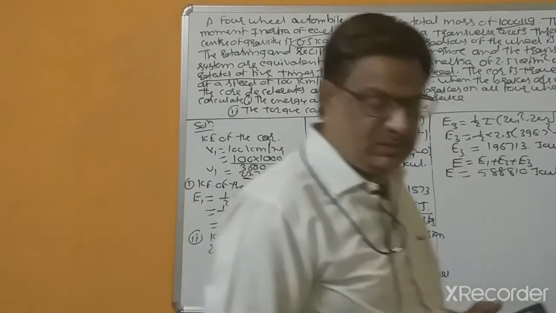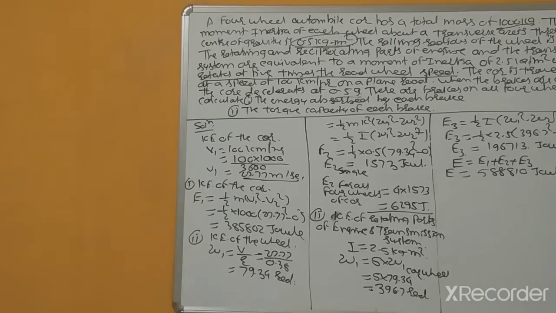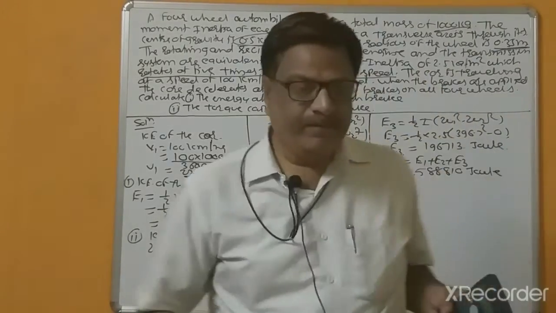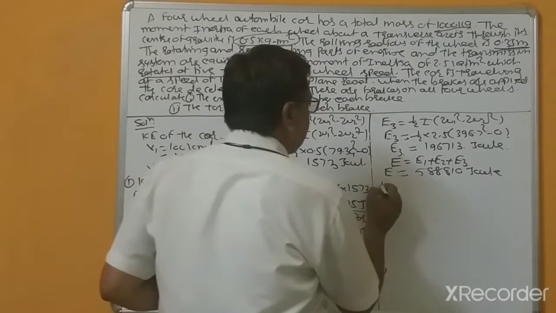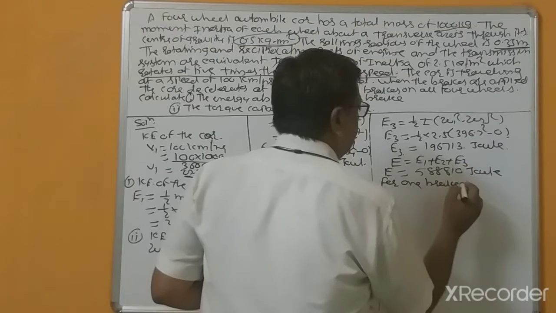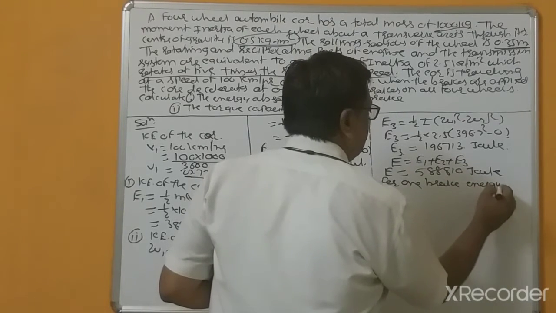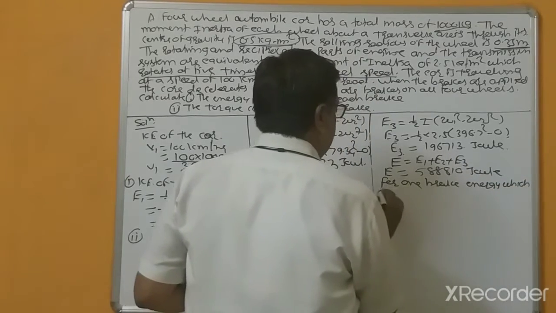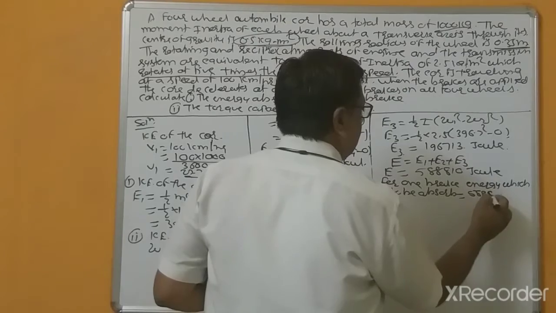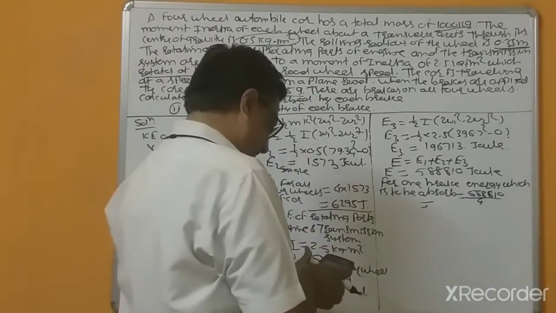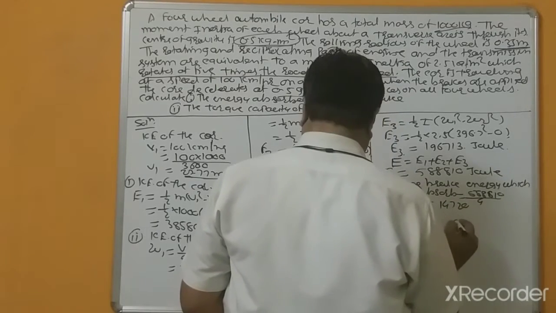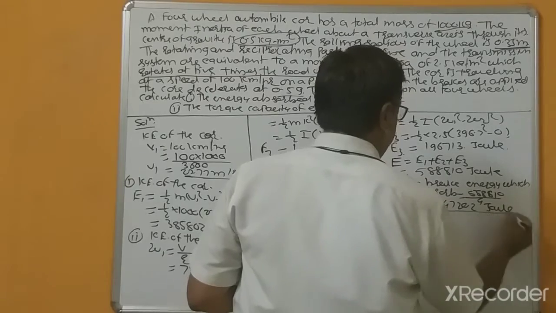So this is the total energy. One brake energy which is to be absorbed equals total divided by 4. So this is 1472 joule. Right.